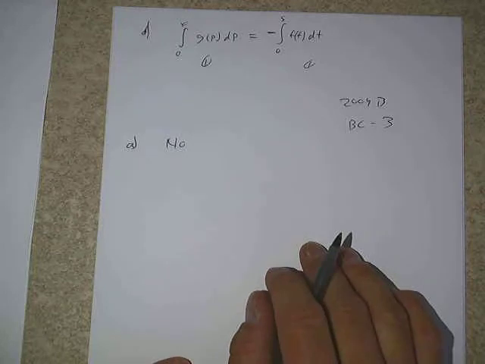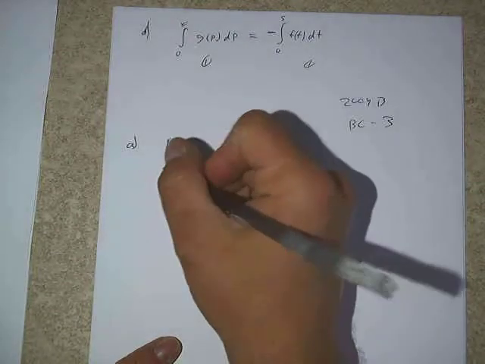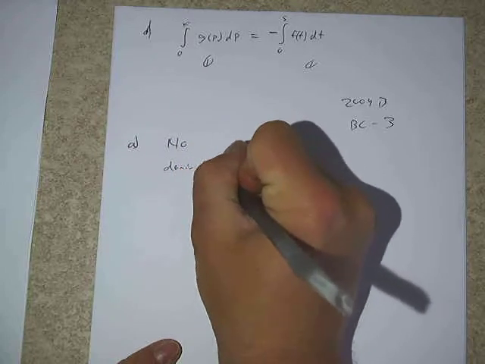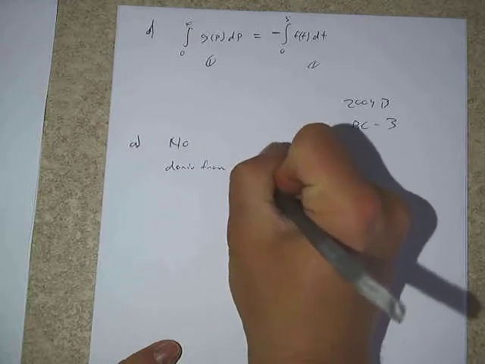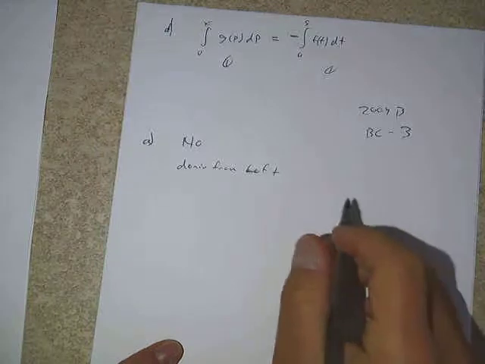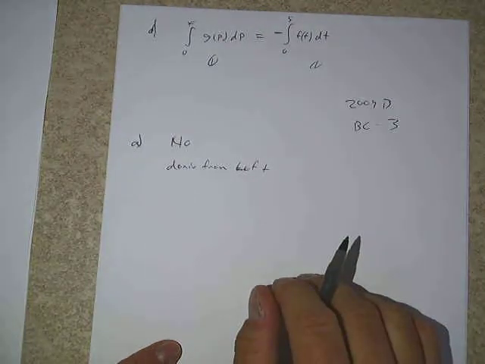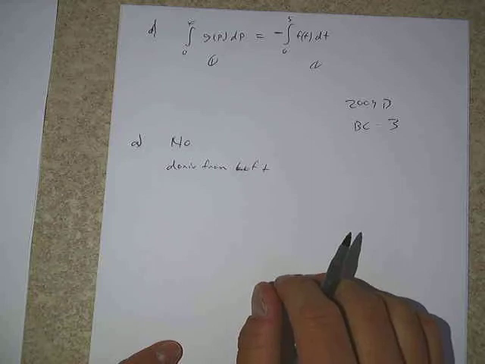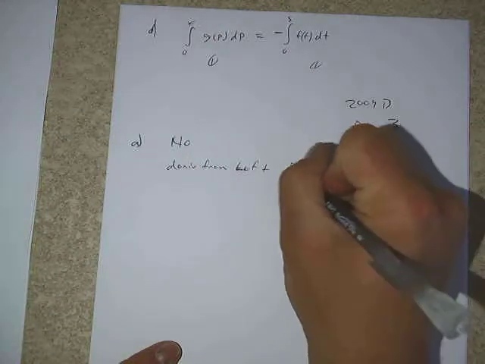Okay, so let's see what we got here in part A. The question in part A is, is f differentiable at 0? And it says use the definition of derivative and one-sided limits to justify your answer. So ultimately the answer here would be what? No. So the answer is no.